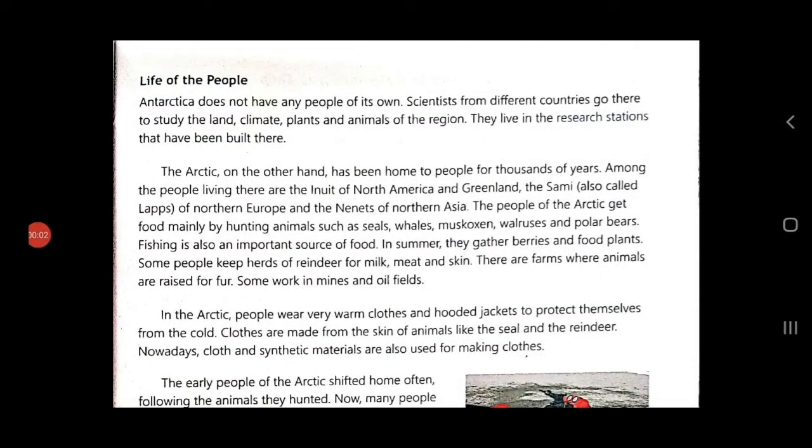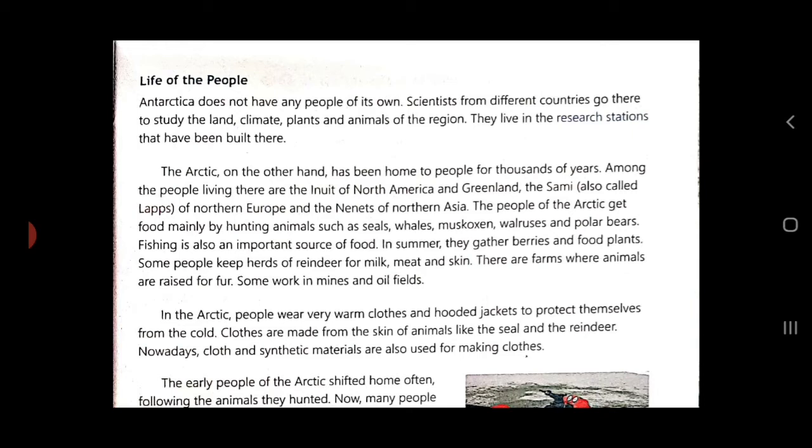Antarctica does not have any people of its own. Scientists from different countries go there to study the land, climate, plants, and animals of the region. They live in the research stations that have been built there.